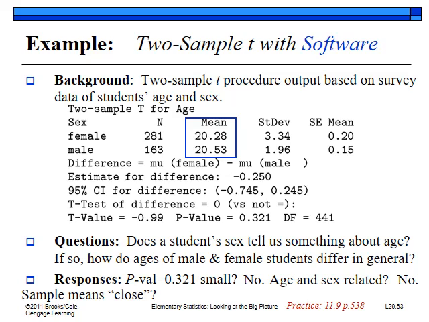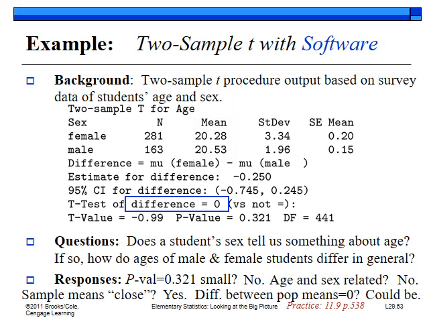Are the sample means close? Yeah, they're pretty close, especially if you compare them to the standard deviations. So can we conclude that the difference between the population means might be 0? Could be.